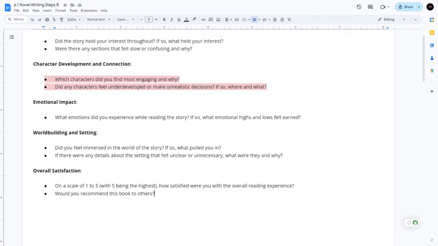Now I might add, just to make it a little stronger, would you recommend it? If so, how would you recommend it to them? Or if so, what would you tell them to get them to read it? All right. Sometimes you get really good answers. Sometimes they just say, oh, I thought this book was great. You should read it. Right? They just like, check it out, buddy.